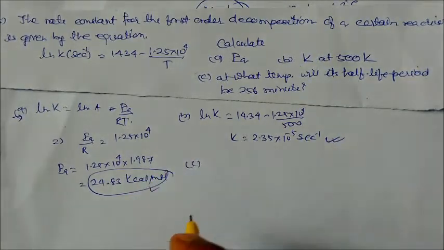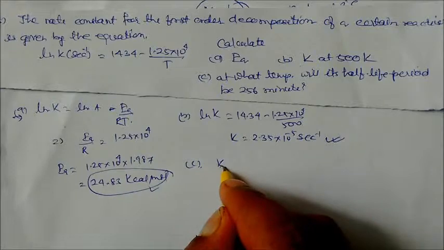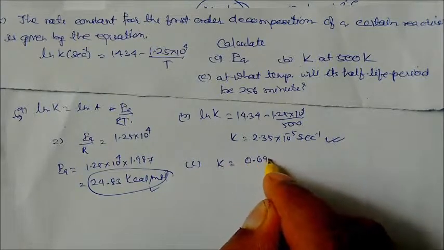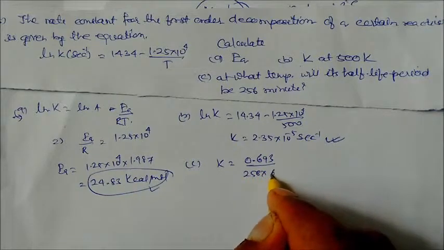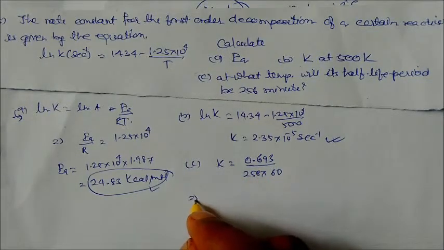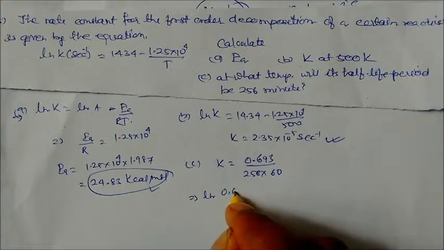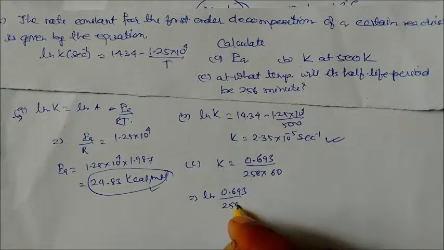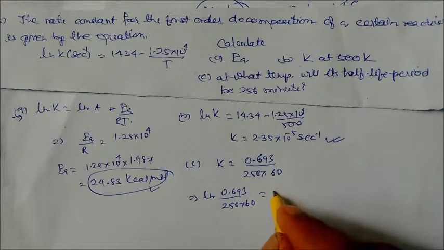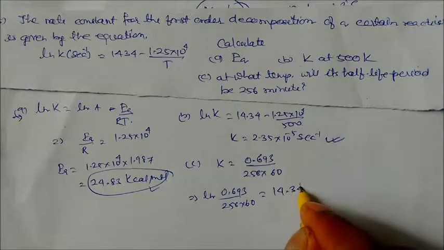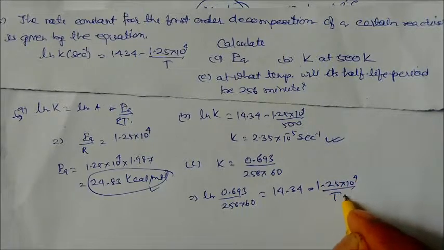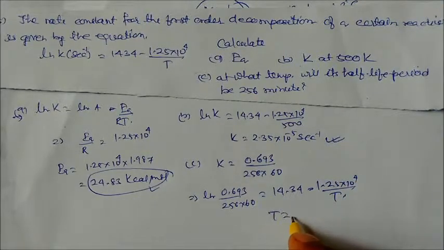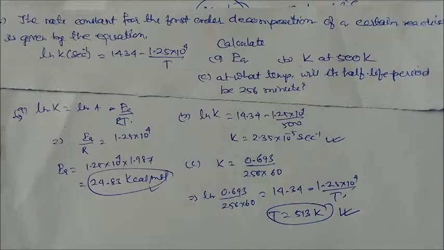Now C part. Here they are asking half life, so K is equal to 0.693 divided by 256 into 60. So now we can use ln of 0.693 divided by 256 into 60 equal to 14.34 minus 1.25 into 10 to the power 4 divided by T. On solving here you will get T is equal to 513 Kelvin. So in this way you will get these answers.